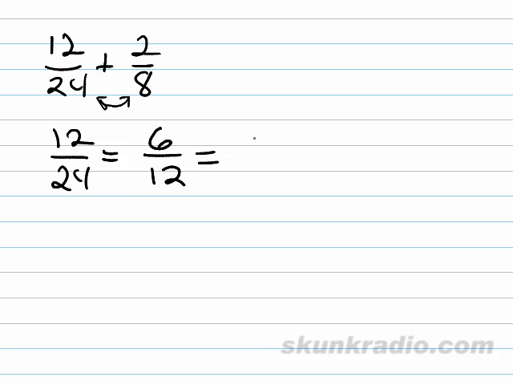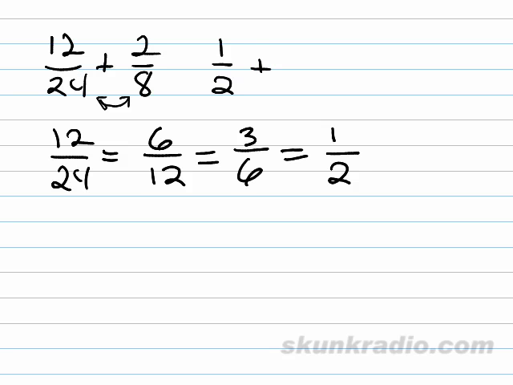I think we just did this on this last page, but 6 divided by 2 is 3, and 12 divided by 2 is 6. And we can do this one more time, but using the number 3. 3 divided by 3 is 1, and 6 divided by 3 is 2. Okay, so I already know that 12/24 is the same as 1/2.